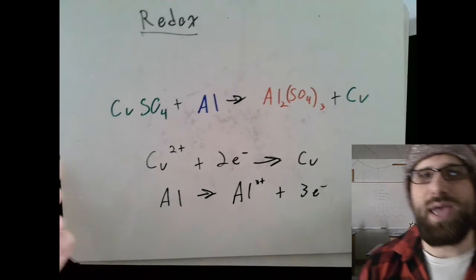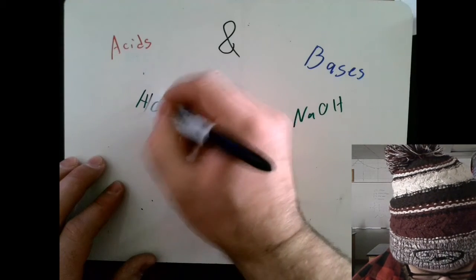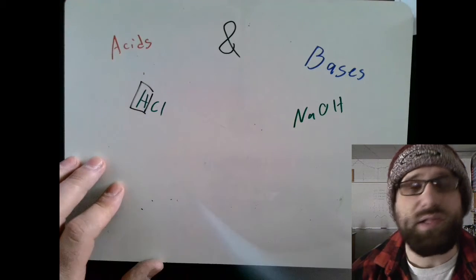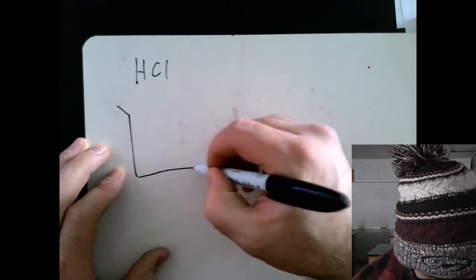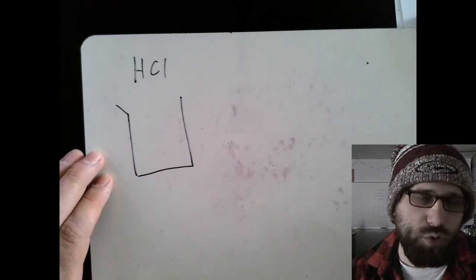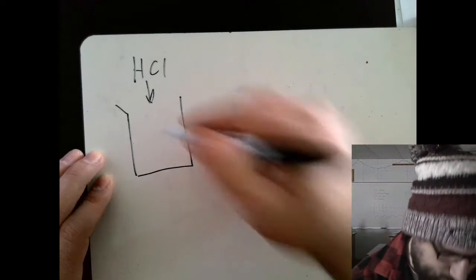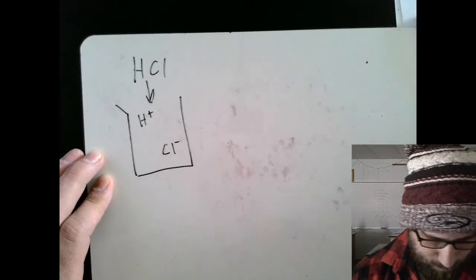Well, in acid and base chemistry, what we're really trading is a little hydrogen. Let's look at what that really means. If I've got hydrochloric acid and I put that into some water, that hydrochloric acid is going to dissociate into two respective ions. I'm going to have Cl- and H+.